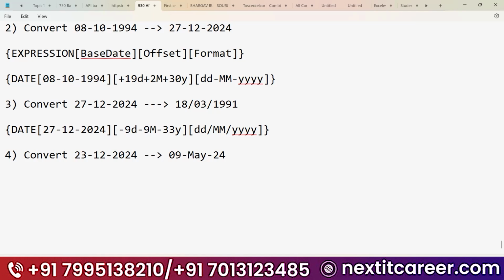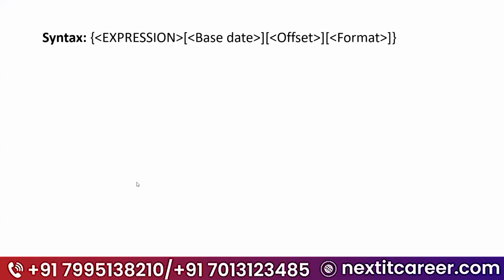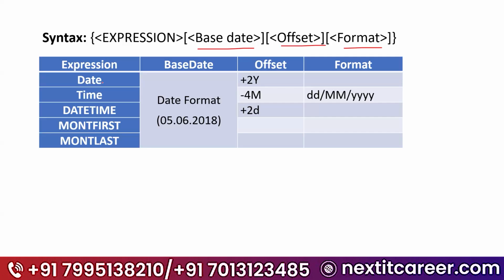See guys, here let me share my screen. Here you need to understand this one. Hope my screen is visible to everyone, right? Yes. See guys, this is the syntax for dynamic date expression. This is the base date, offset, and this is the format. What I told you: in the date expression, you can use date time, month first, and month last. If you want to get the first day of the month and the last day of the month, you can use it.